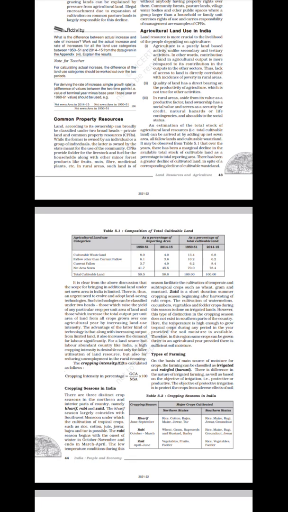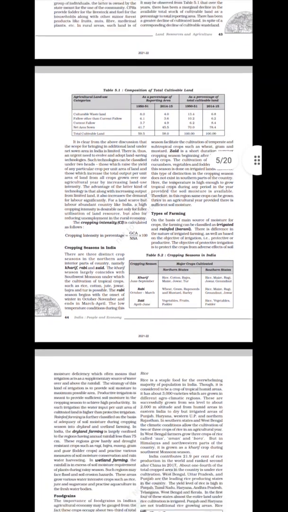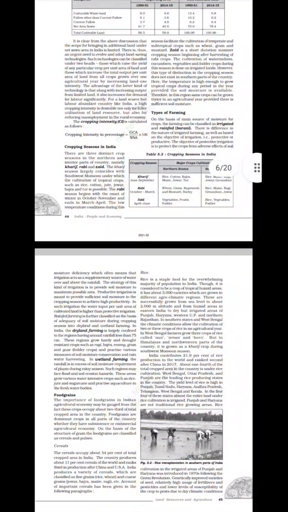On the basis of the main source of moisture for crops, farming can be classified as irrigated and rain-fed, barani. There is a difference in the nature of irrigated farming as well, based on the objective of irrigation, that is protective and productive. The objective of protective irrigation is to protect the crops from adverse effects of soil moisture deficiency, which often means that irrigation acts as a supplementary source of water over and above the rainfall.